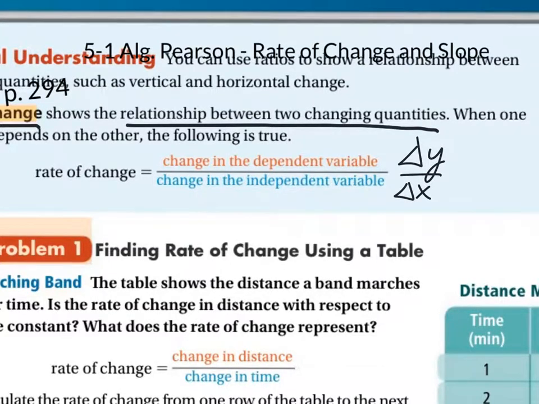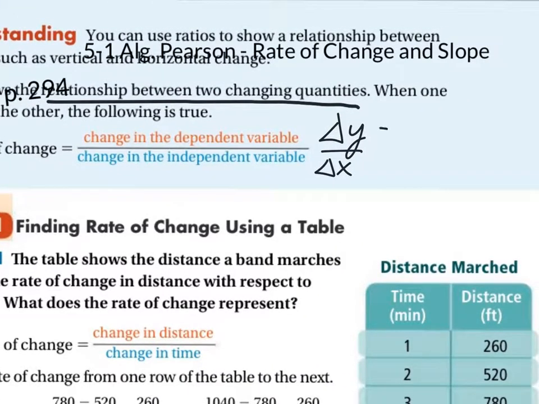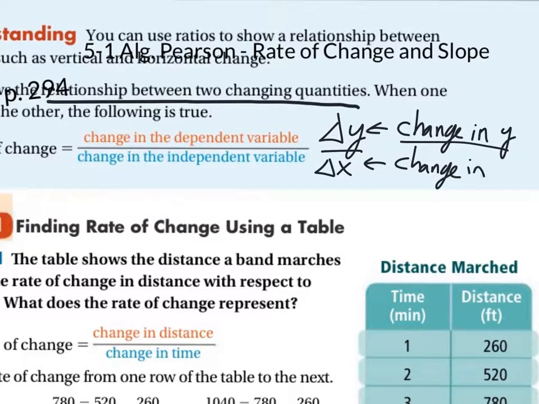And what that means, the little triangles, means a change. So this is change in y over change in x. Okay, looking at how our y values change divided by how our x values change.